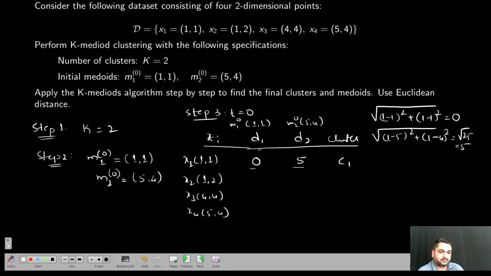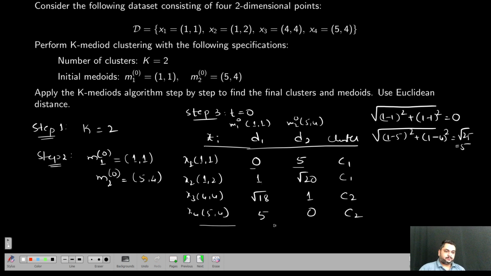Similarly, calculate for x2 to m1 and x2 to m2. This will come out as 1 and root 20. Again this is the minimum, so assign it to cluster 1. For x3, this will come out as root 18 and 1. So 1 is the minimum out of root 18 and 1, so it is closest to Medoid M2. So the cluster here will be 2. This is closer to C2.